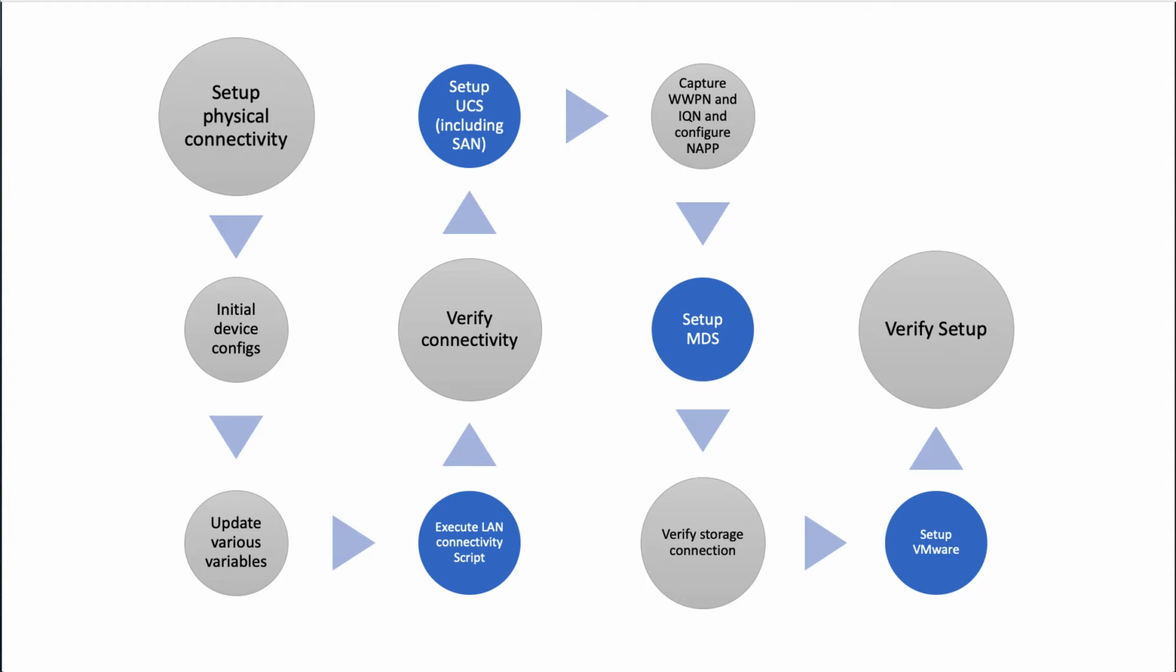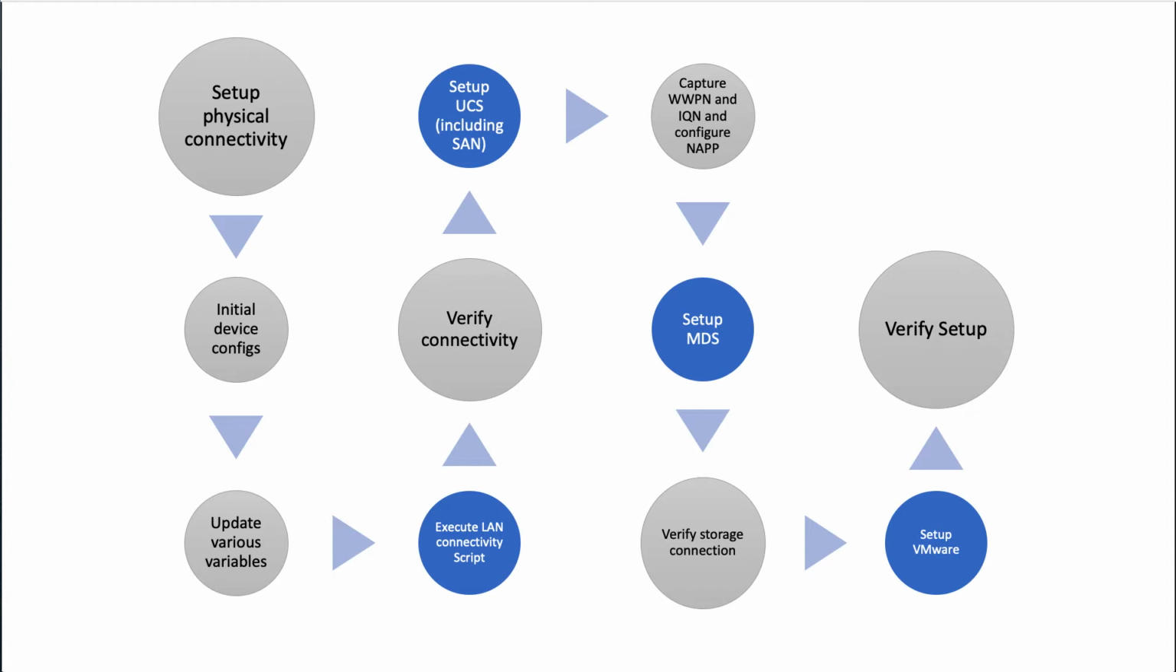Depending on a customer environment, various variable values need to be updated, for example, the MAC addresses and the IP address pools, etc. Once the initial pre-configuration steps are performed, a script gets executed to set up the Ethernet connectivity.